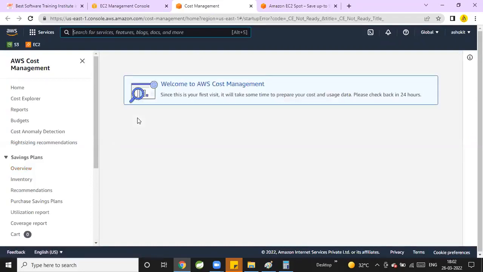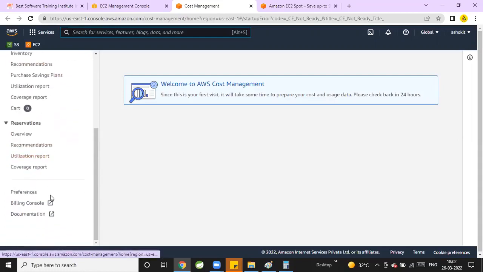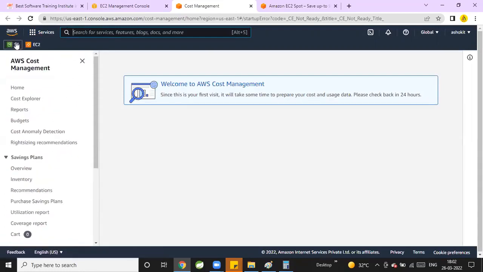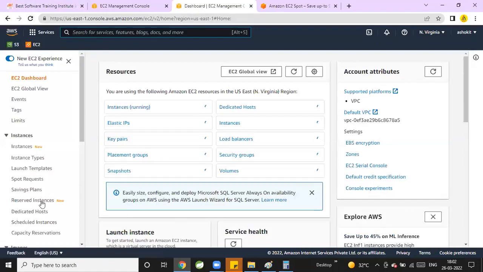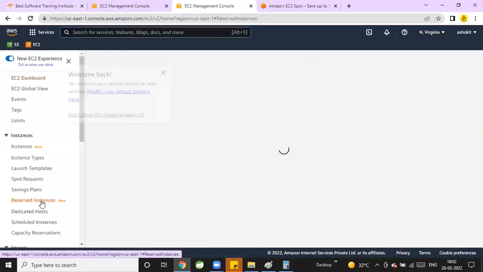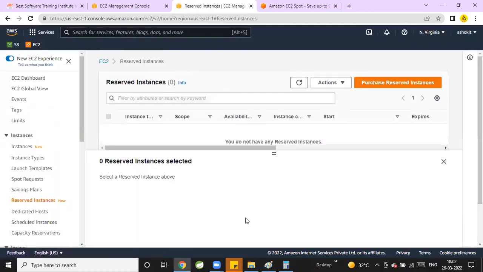Welcome to AWS cost management. Okay. Reserved instances are available. If you want to reserve an instance and purchase for 1 year, you want to use the same instance for 1 year. Reserved instances are available. Do I have any instance reserved in my account? No. So if you want, you can purchase it.